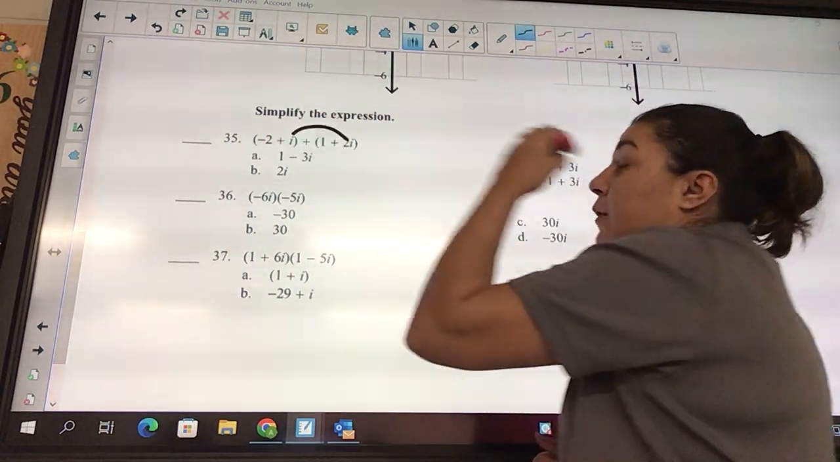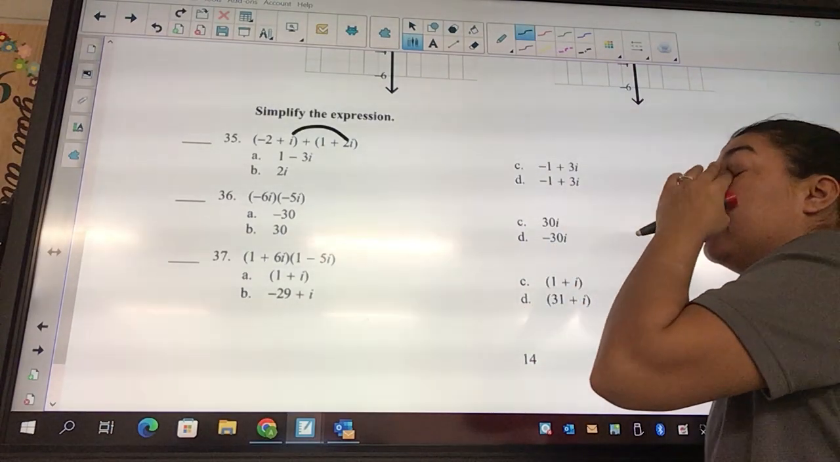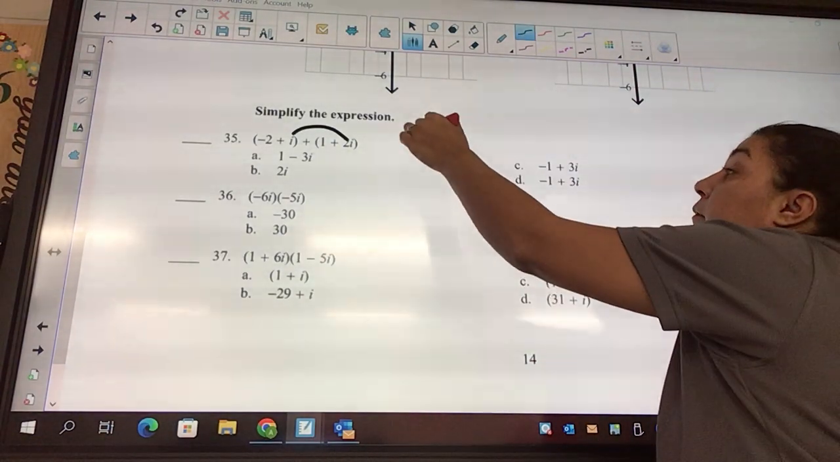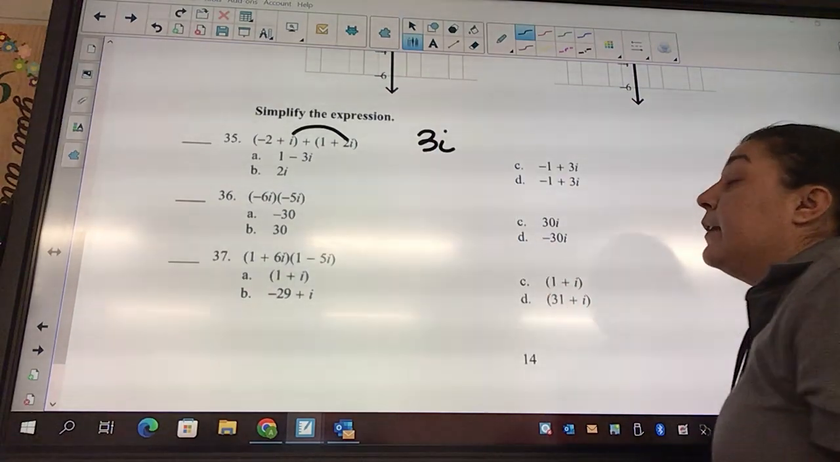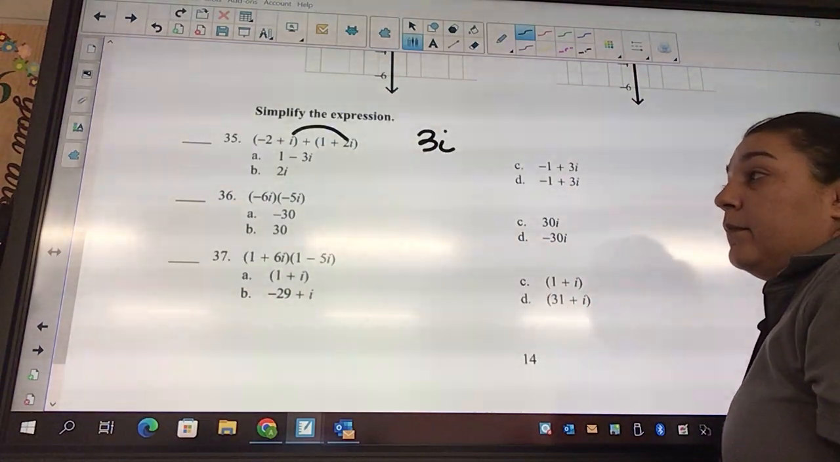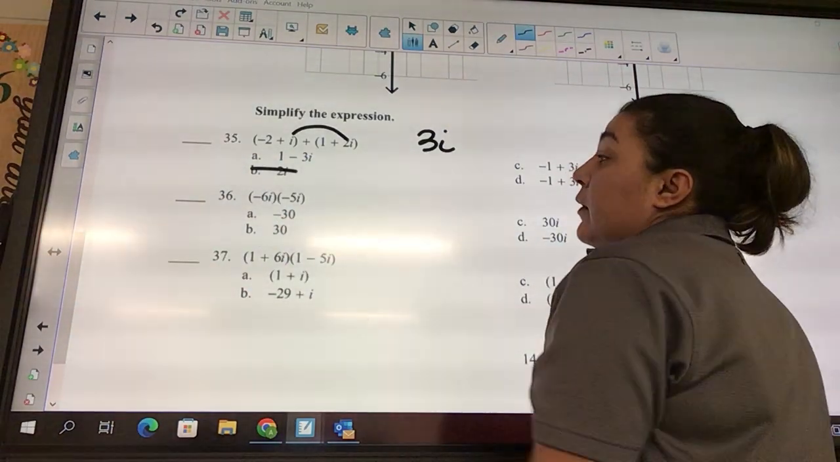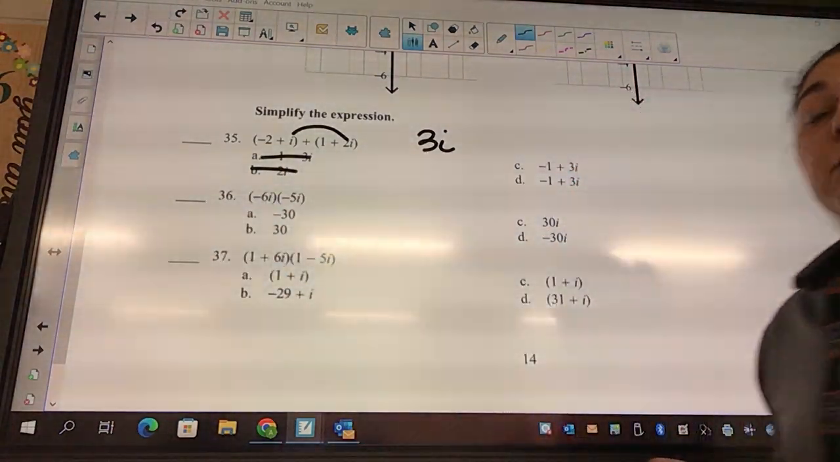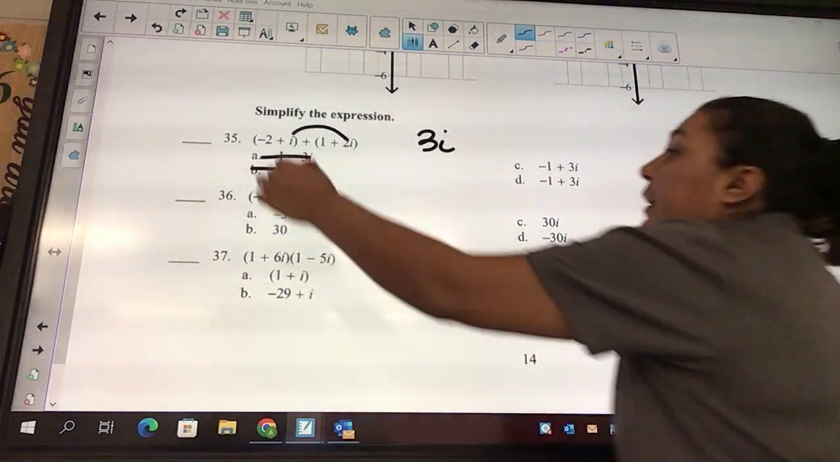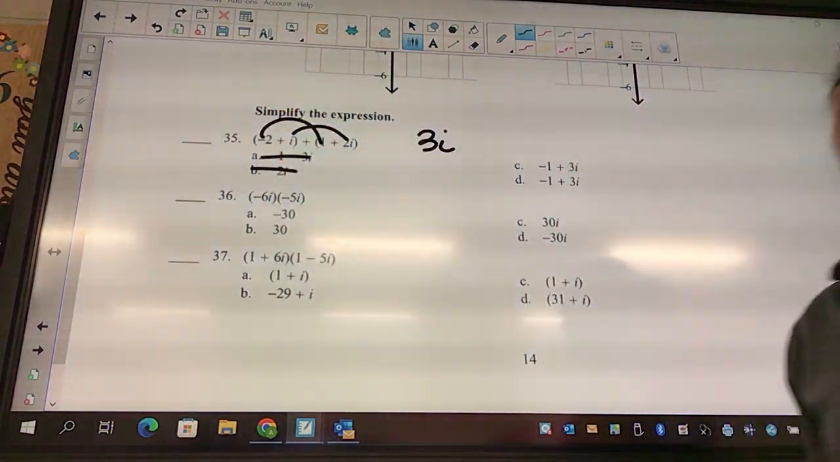We can put these i's together. What is that? 1i plus 2i is 3i, right? So what can you eliminate? B and A. It would say -3i if it was -3. And then you can put -2 and 1 together to give you what?